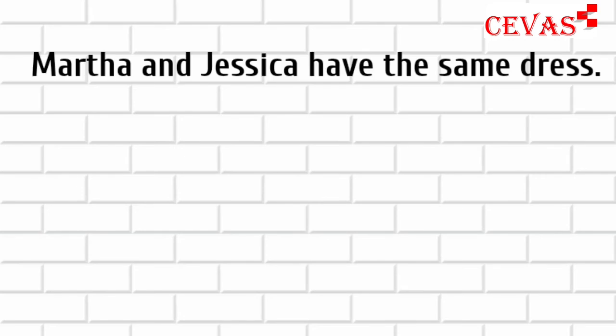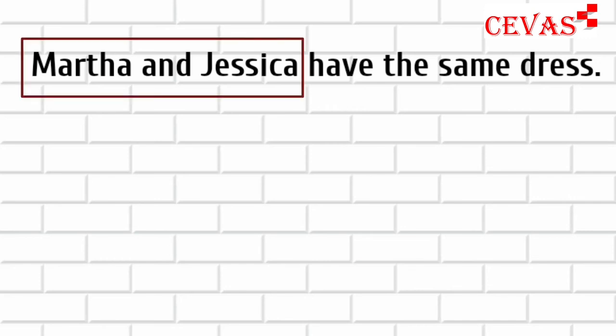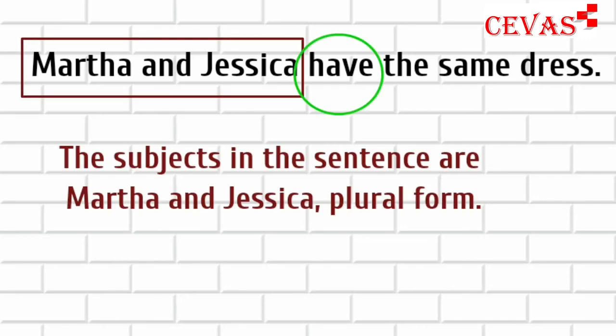Let's move on to another example. Martha and Jessica have the same dress. In this example, we have two subjects. These subjects are Martha and Jessica. We use the helping verb have since we have two subjects, or plural subjects.